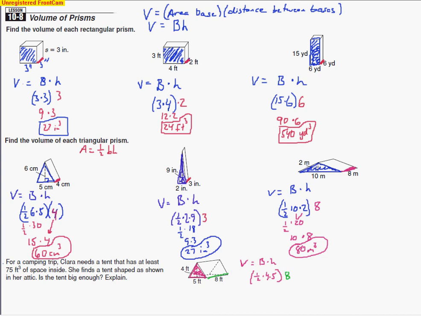And so we go ahead and do some work there. So we do 4 times 5 makes 20 times 1/2. And so when we multiply those two numbers, half of 20 gives me 10. And then I just bring down this 8, and times 8 gives me 80. And so I have 80 cubic feet. Well, is this tent big enough? Well, this one's 80. The one she needs is 75. So since 80 is greater than 75 cubic feet, we would say yes, it will work out. And so that's the space inside the tent that she's got. And yes, it does work.